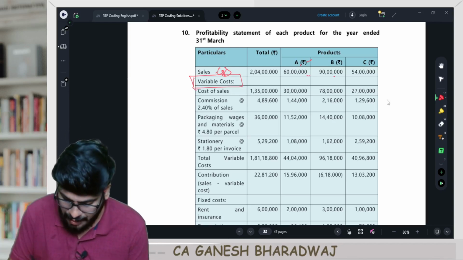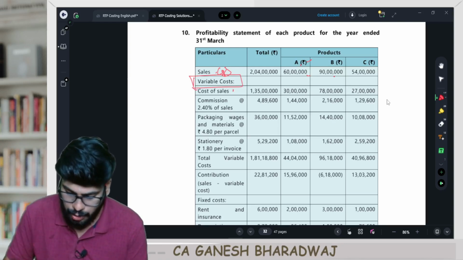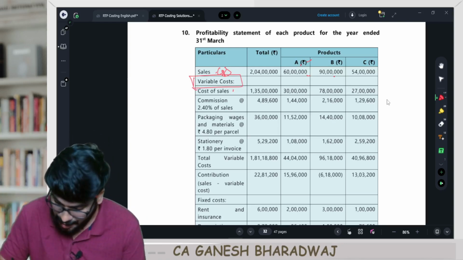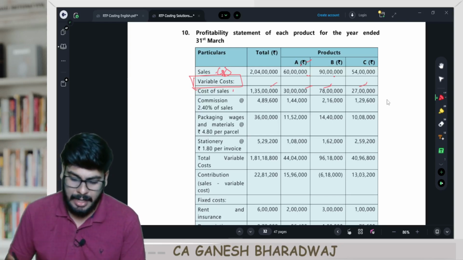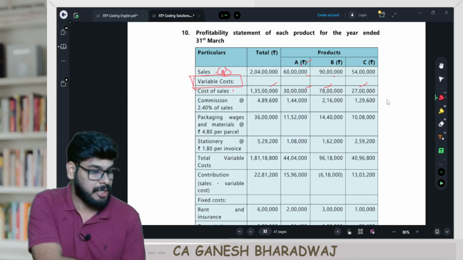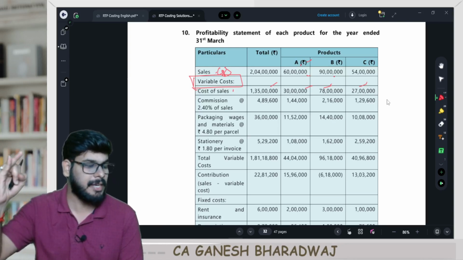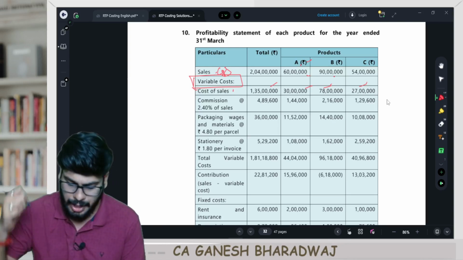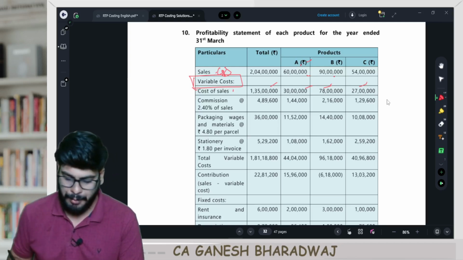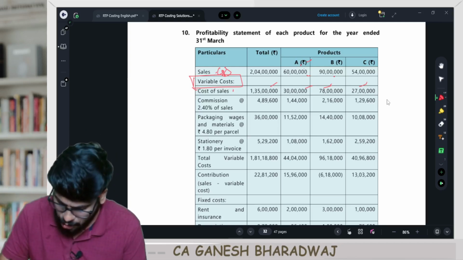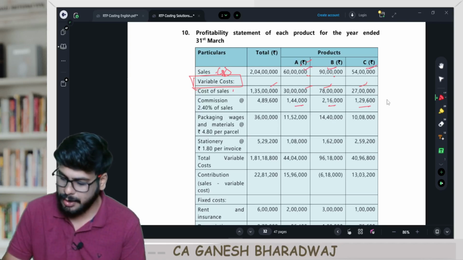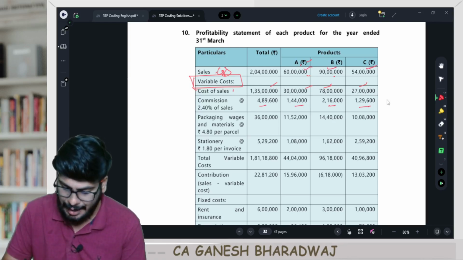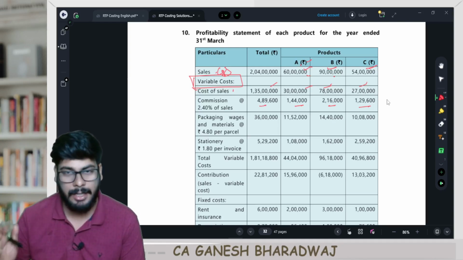Now less all the variable costs. First one is going to be cost of sale. This figure is readily given. Product wise, they have readily given it. Add it up, you get 135 lakhs. Right? Commission, they have given the commission. There are three more variable costs: commission, packing wages, and materials, and stationery. Right? So commission is going to be 2.4% of sale. So 2.4% on the respective sales value, you will get 1,44,000, 2,16,000, 129,600. You can add up the three, you will get 4,89,600.